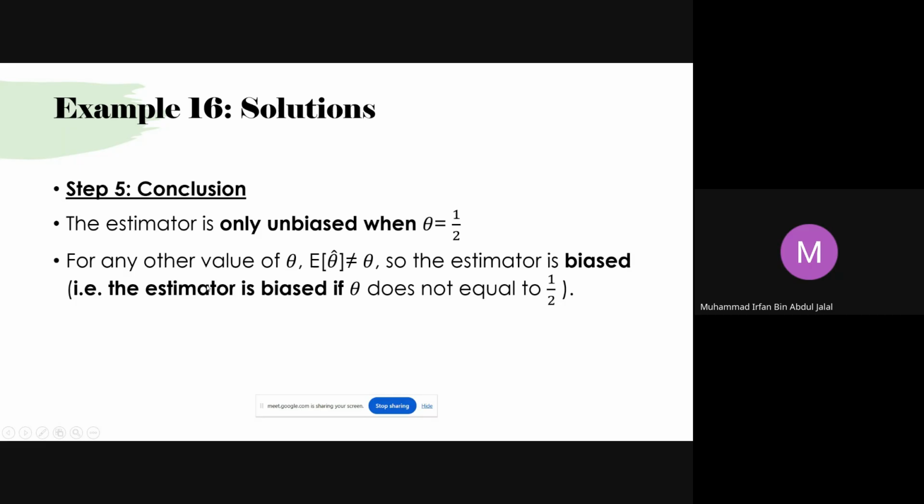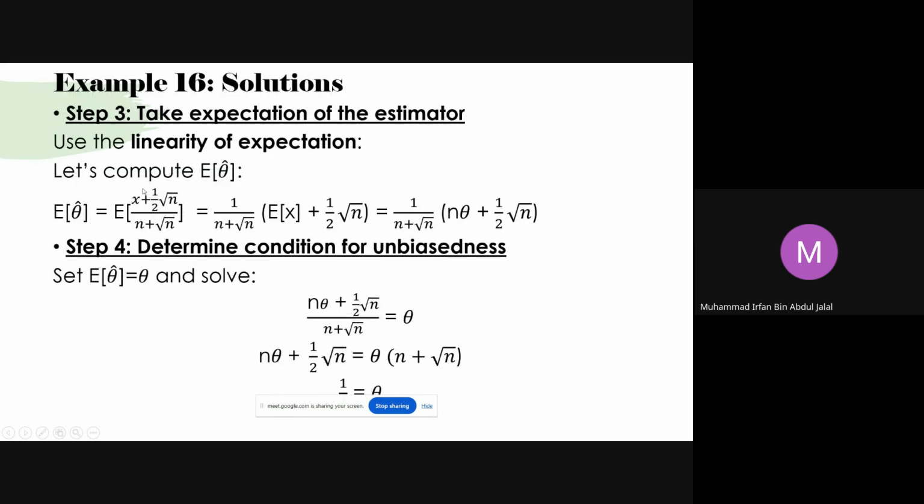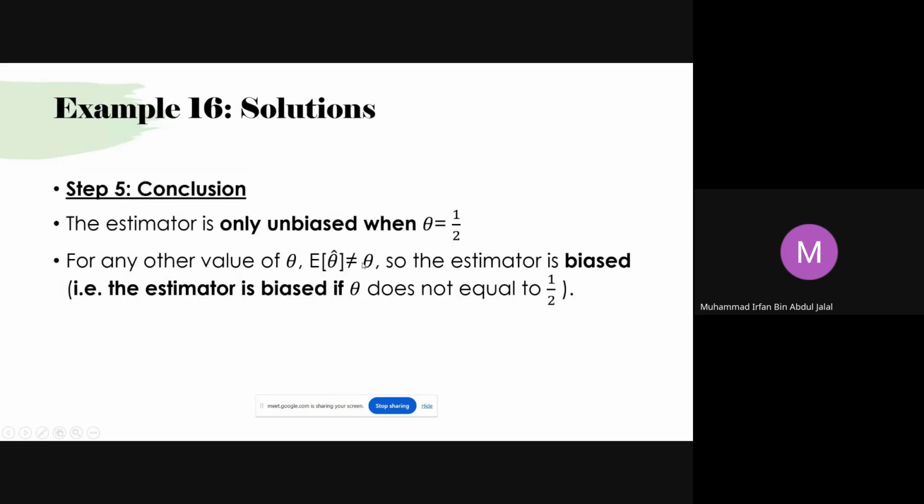And another conclusion we can say is that for any other value of theta, other than half, the expectation of this estimator will not equal theta, will not equal the true population parameter of interest. So because of this, the estimator is biased when the value of theta is not half. In other words, the estimator is biased if theta does not equal half.